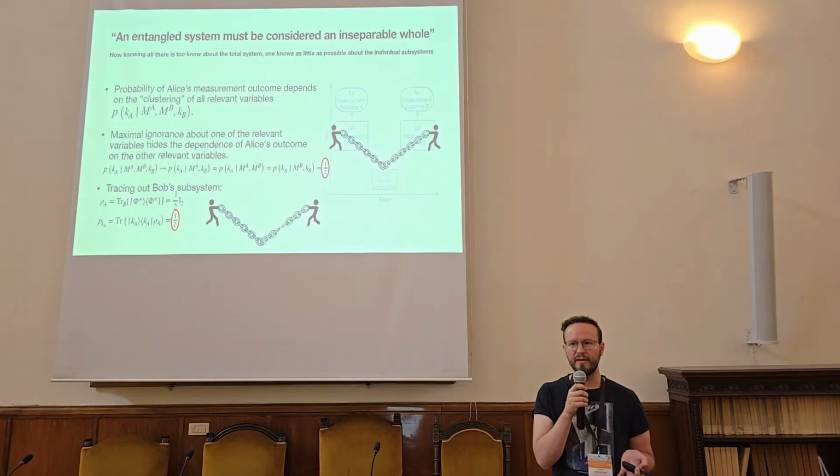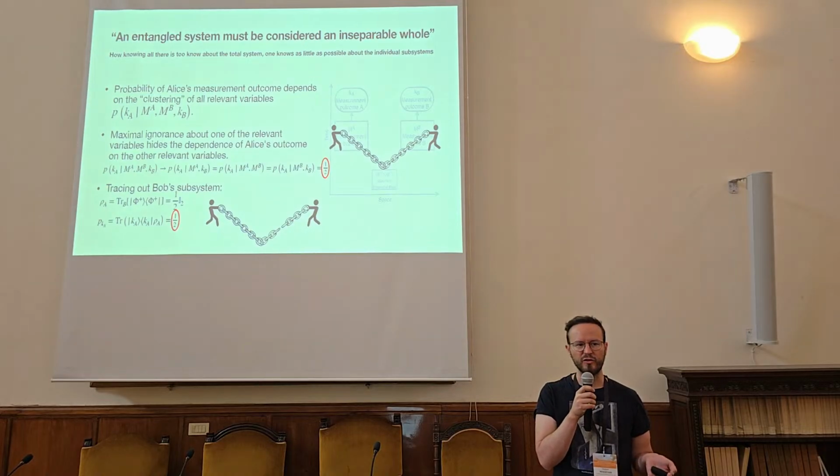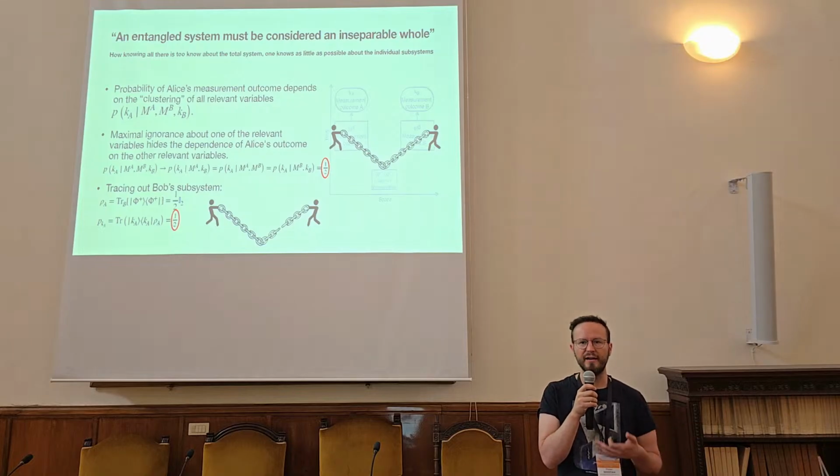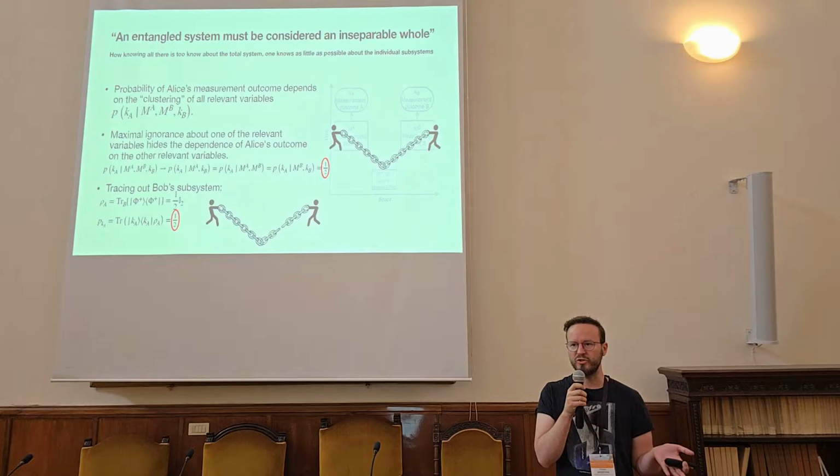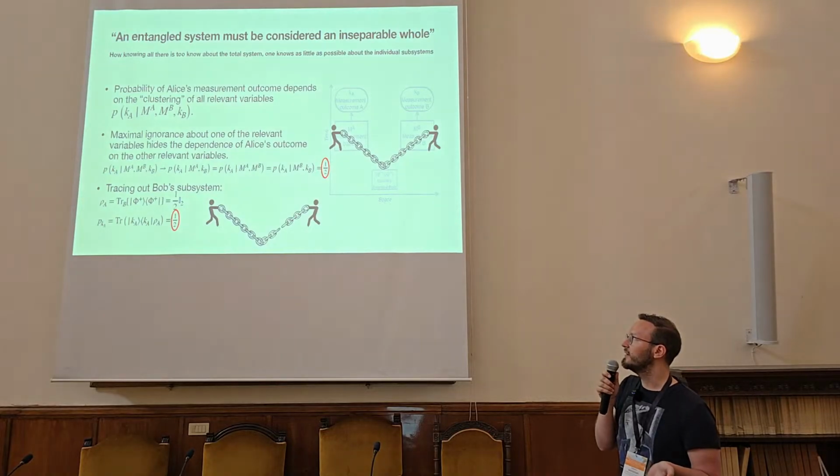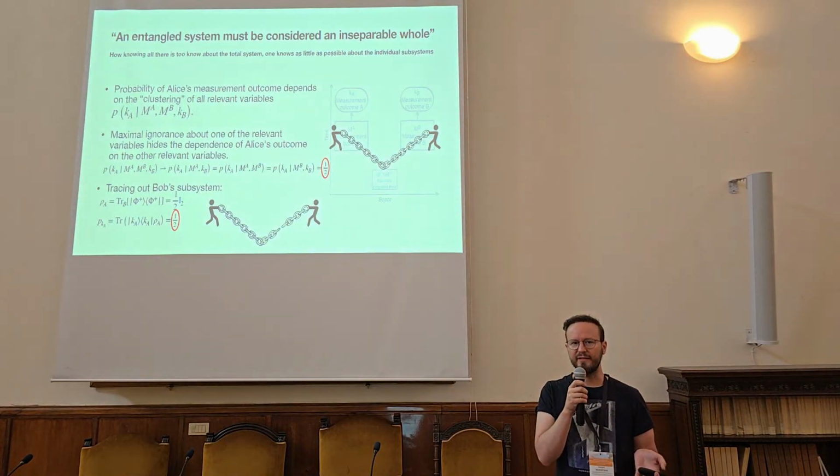And in the Bell experiment, Alice's probability depends on all the relevant variables of the experiment. It depends on Bob's choice of measurement, Bob's outcome, Alice's choice of measurement. And it depends on these relevant variables together. If Alice is completely ignorant about any of these variables, she will assign a uniform probability distribution to her outcome. And this is the reason why we represent Alice's state with a maximally mixed state.